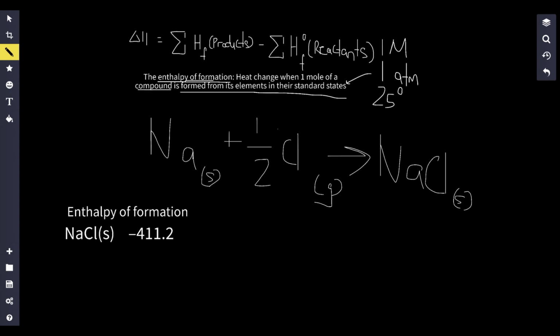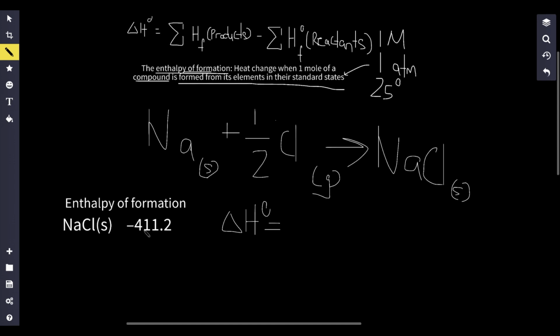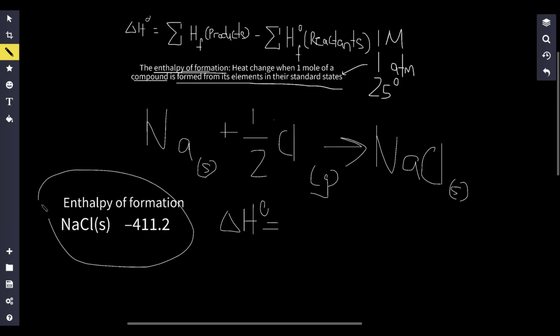Let's do another one. Let's say we have this reaction right over here. Solid sodium reacts with chlorine gas. That's going to produce NaCl, solid. Now, let's say we wanted to find the enthalpy change for this reaction. If we look at the table for our enthalpies of formation, we only see NaCl on this table. Now, what does this tell us?